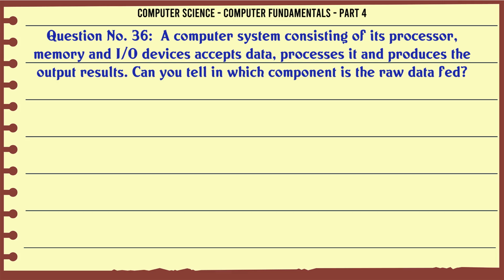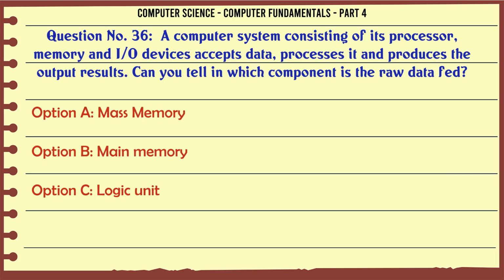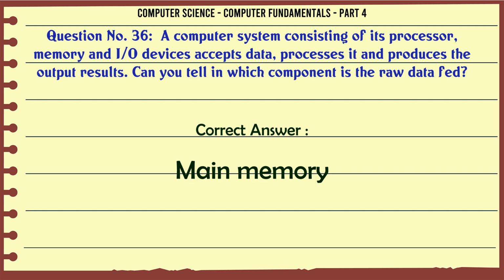A computer system consisting of its processor, memory, and I/O devices accepts data, processes it, and produces the output results. Can you tell in which component is the raw data fed? A. Mass memory, B. Main memory, C. Logic unit, D. Arithmetic unit. The correct answer is main memory.